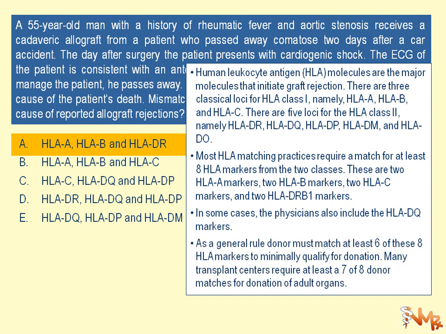As a general rule, a donor must match at least 6 of these HLA markers to minimally qualify for donation. Many transplant centers require at least 7 of 8 donor matches for donation of adult organs. And again, I want you to know that with this type of matching, there is always a risk of rejection. These rules will help to minimize the incidence of rejections.